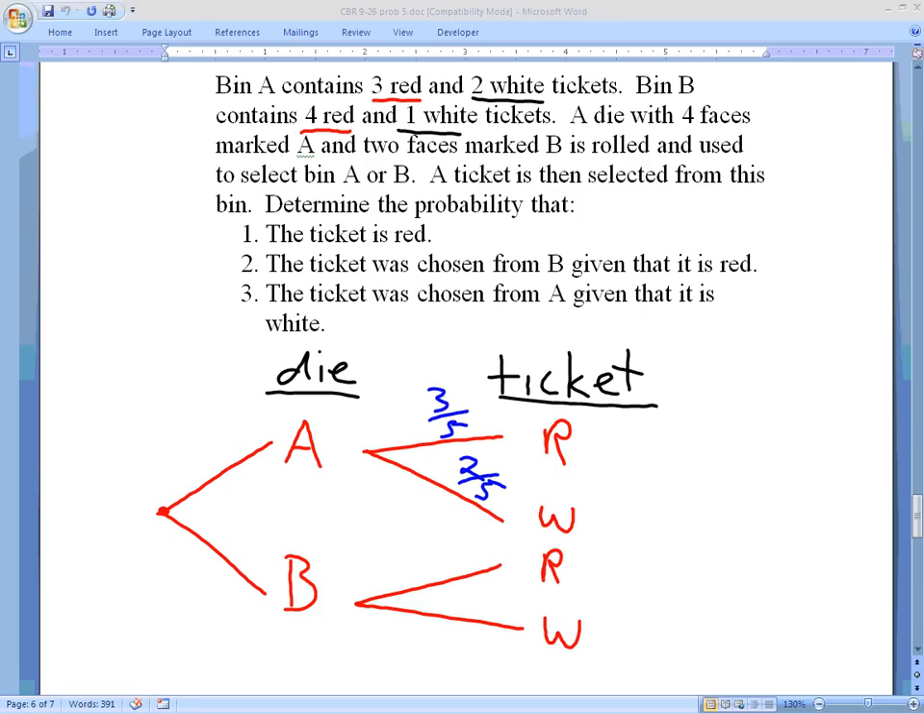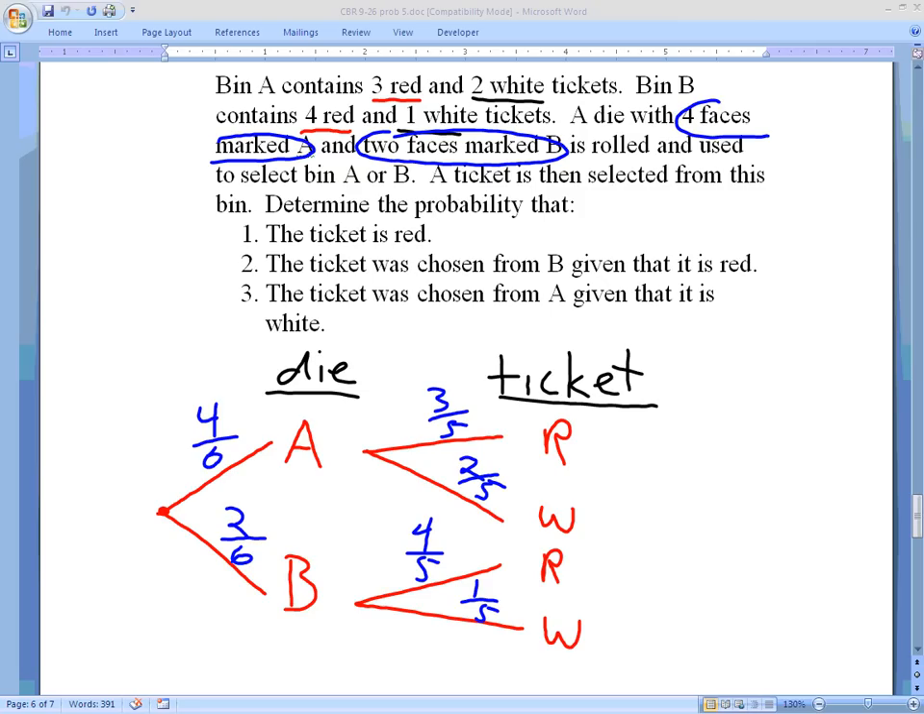In B, we have 4 red, 1 white, so still a total of 5 tickets there. And then when we go back to the die, it says there are 4 faces marked A, so 4 A's, and 2 faces marked B, and that would be a total of 6 faces, which is typical of a normal die. And now I think we've got everything set up here.